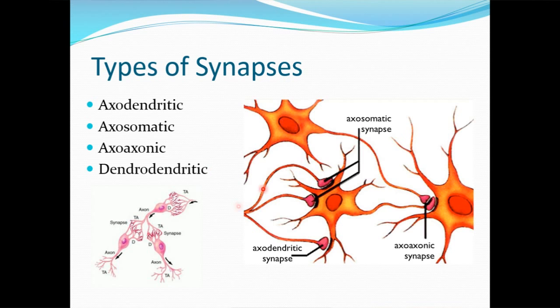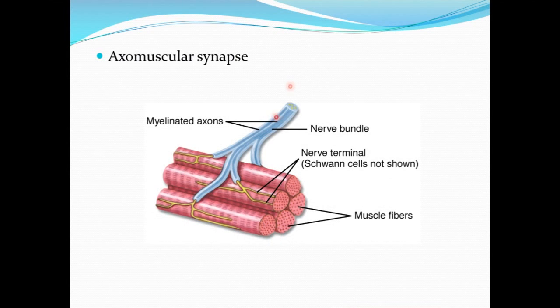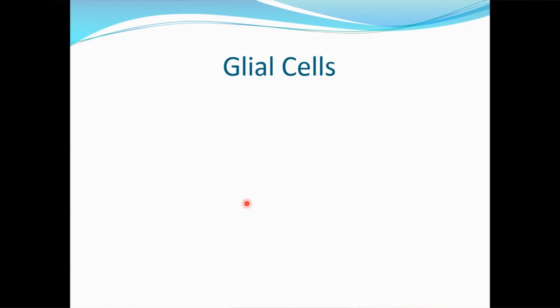Here are pictures, so when you're studying, do refer to these pictures. It just helps to explain it when you're trying to memorize it. You also get an axomuscular synapse, where the axon synapses directly onto a muscle fiber, and one can understand why that would be important in terms of movement. So that was a very quick summary of the neurons.